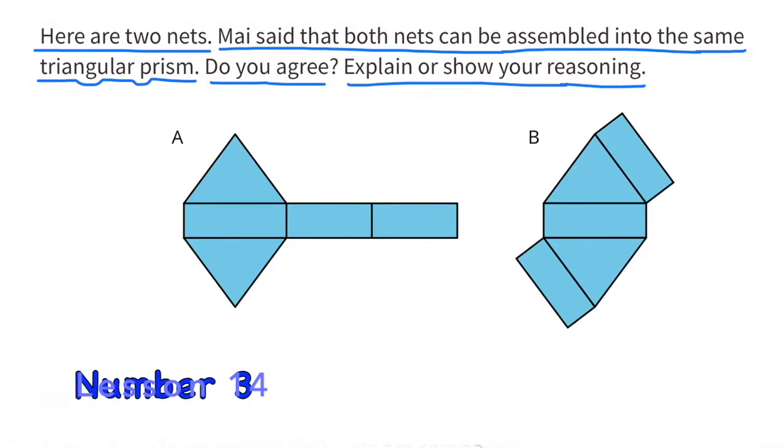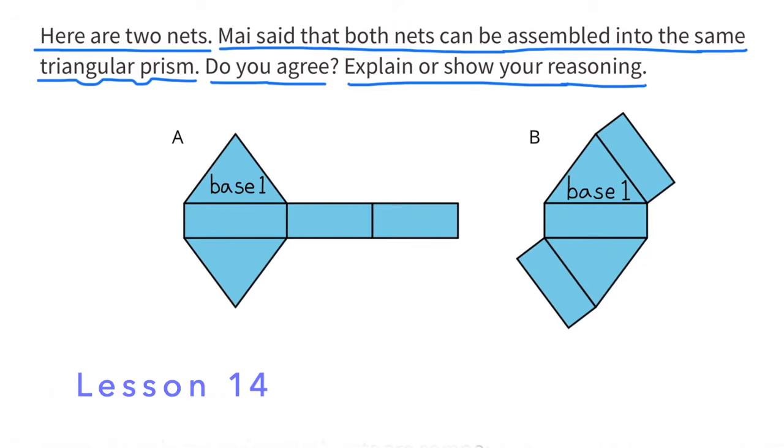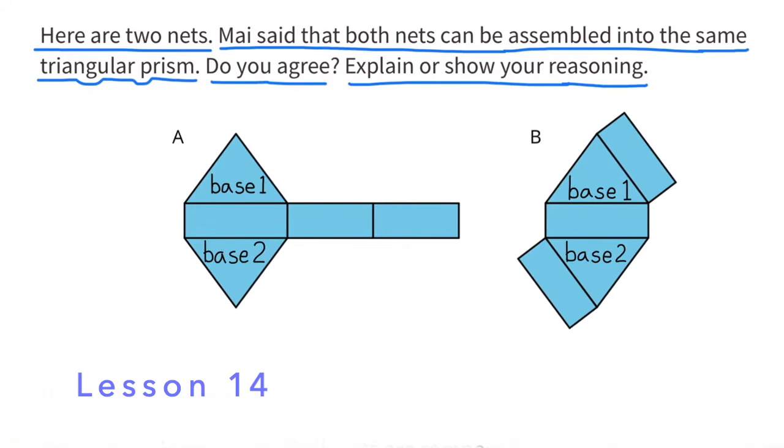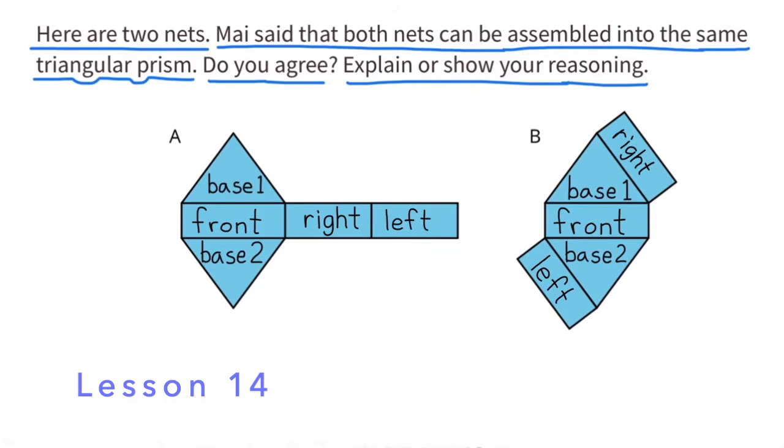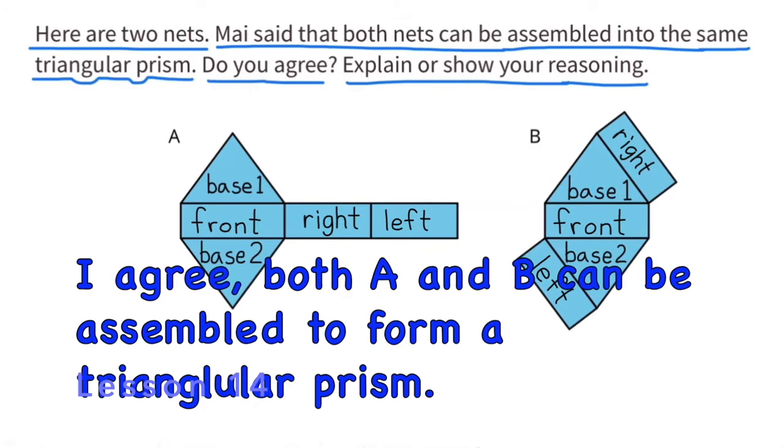Number 3. Here are two nets. Mai said that both nets can be assembled into the same triangular prism. Do you agree? Explain or show your reasoning. Here I've labeled the corresponding bases, base 1 and base 2, the front, the right side, and the left side. And it does look like if I fold it along the edges, I could make both of them into triangular shaped prisms. I agree, both A and B can be assembled to form a triangular prism.